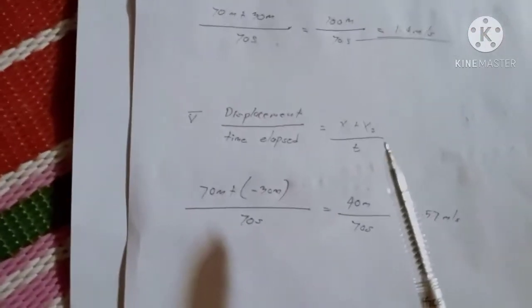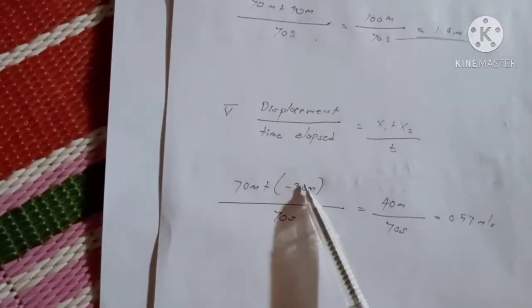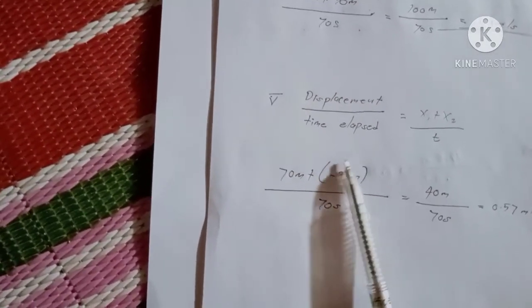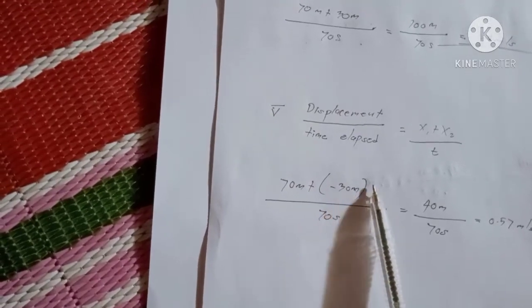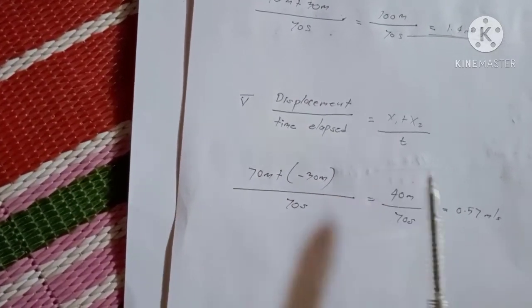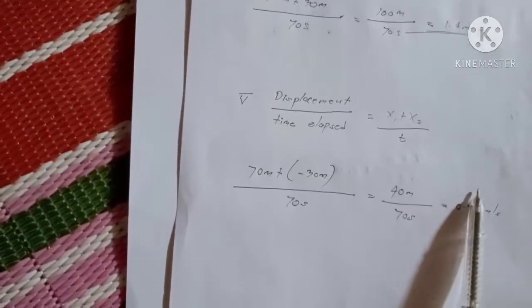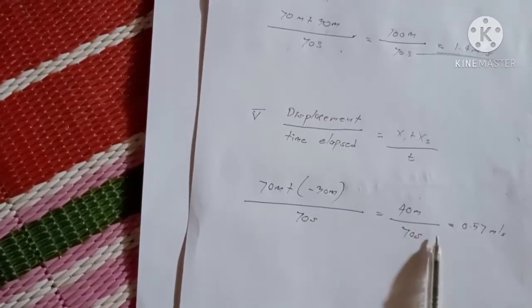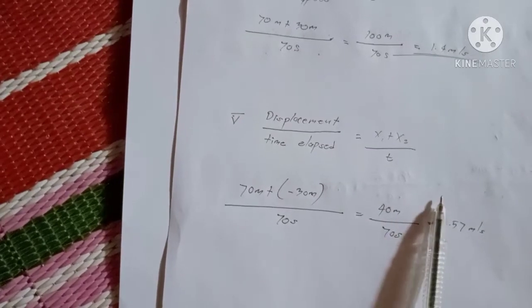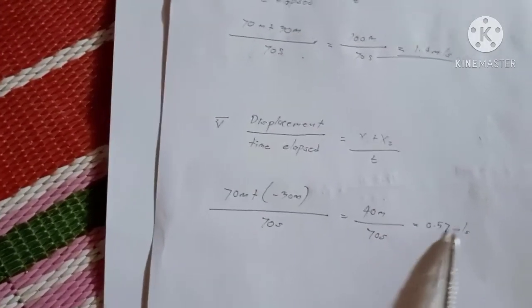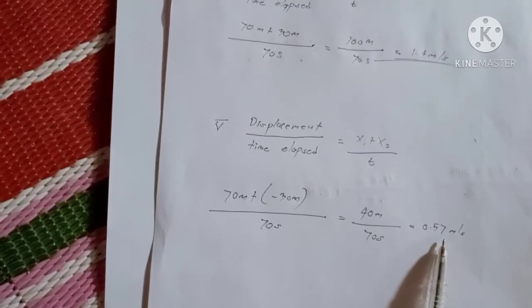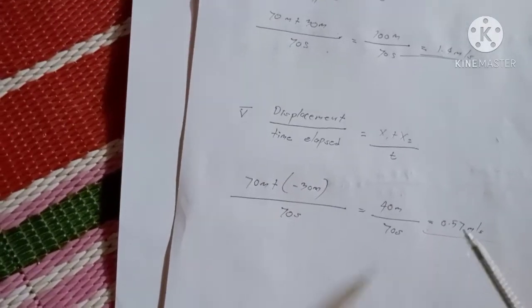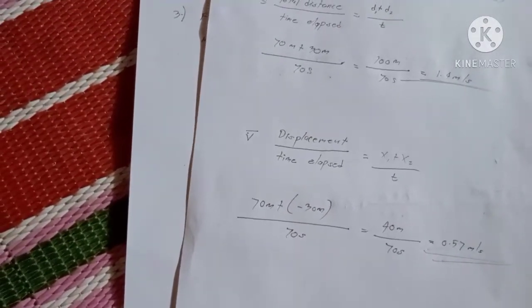So the sign is different. We subtract the 70 meters by 30 meters, so the answer equals 40 meters, and then the denominator we copy. So 40 meters divided by 70 seconds equals 0.57 meters per second. So this is the average velocity.